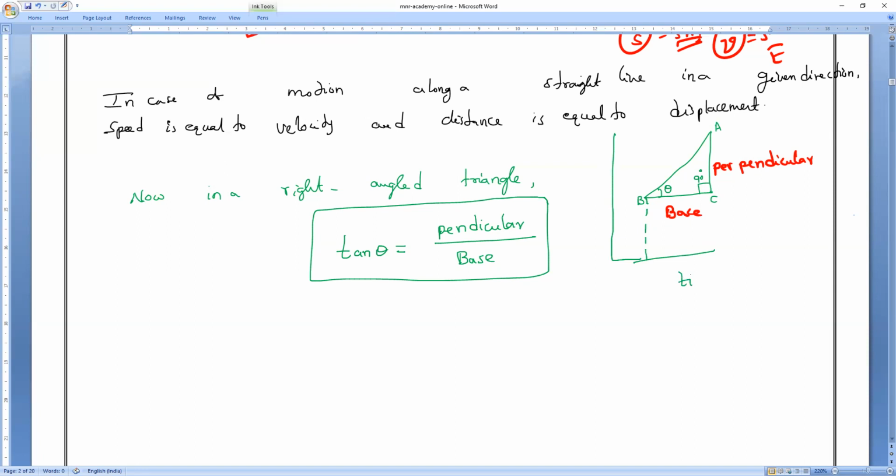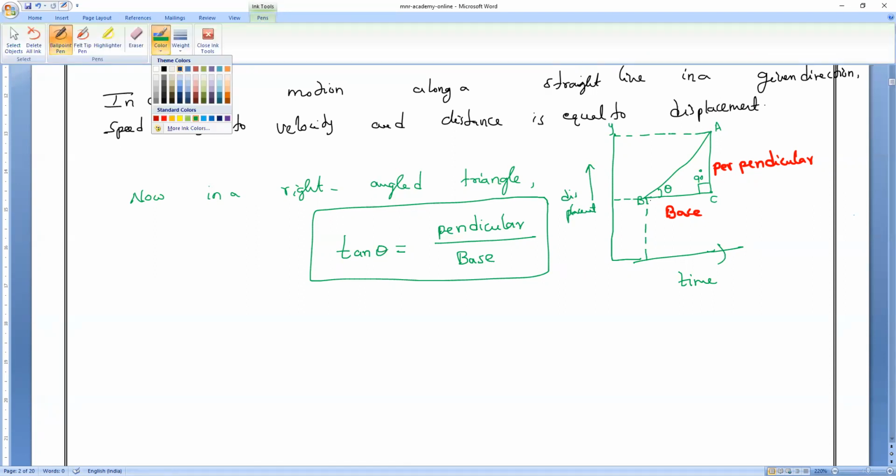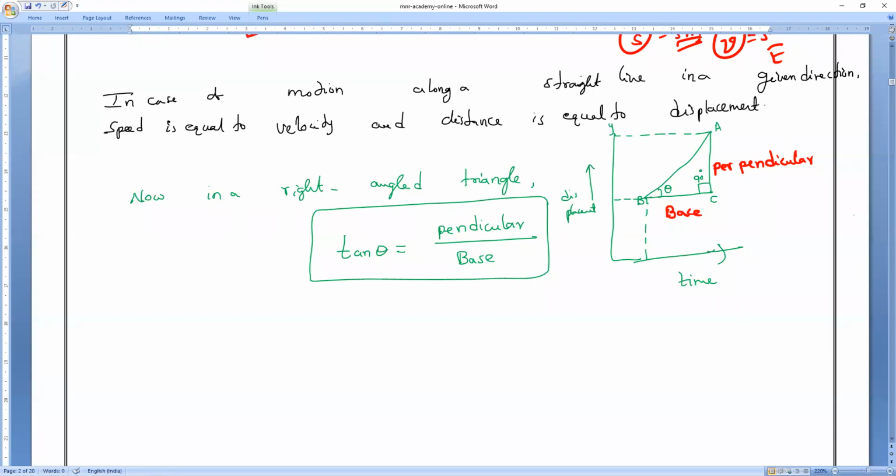Do you all understand? This is the time axis, and what axis is this? All of you respond. What is this axis called? Y-axis. It is known as displacement or distance, whatever it is. So be very careful. Theta is the angle made by the straight line with the time axis. Actually, this is the time axis. So this is theta. Theta is the angle made by the straight line with the time axis. That is what you have to remember.